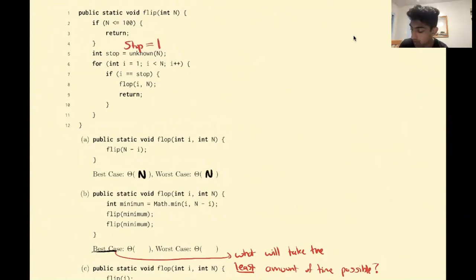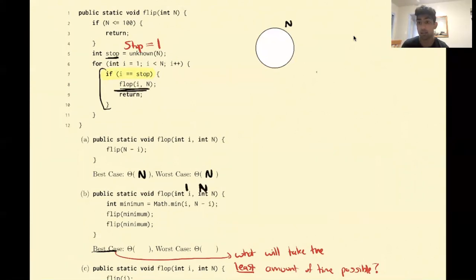Okay, let's draw that possibility out. What will happen in that case is we will first call flip of n, right? Then we will see that stop is equal to 1. So the first time we enter this for loop, this if condition is true, and we immediately call flop of 1 and n, right? Calling flop of 1 and n will set the minimum equal to 1, which will issue two calls of flip of 1, okay?